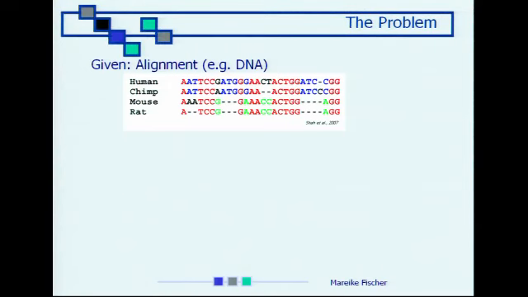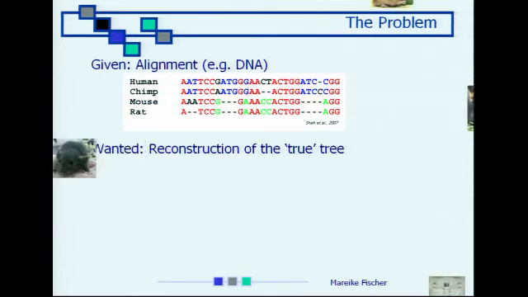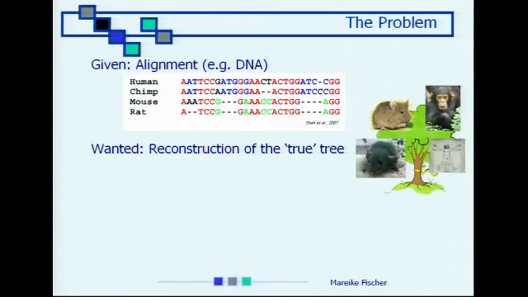Okay, well, what is the problem? Well, in phylogenetics, we are oftentimes given an alignment of data, for instance, of DNA data in this example, and we want to reconstruct sort of the true tree, so we want to know, given the data, how are the species underlying the data, how are they related?